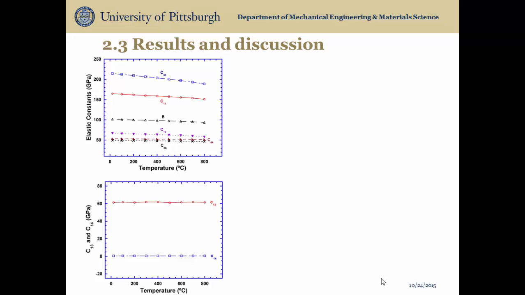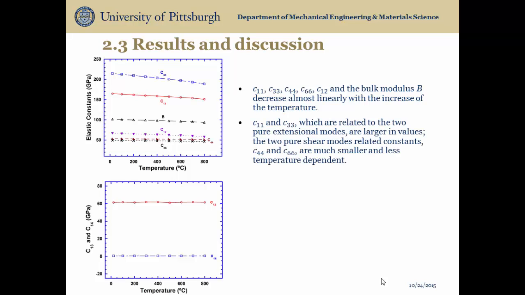And here are the calculated results of all the elastic constants and the bulk modulus B. In the upper figure, we can see that C11, C33, C12, C44, and C66 all decrease almost linearly with the temperature. C11 and C33 are related to the pure extensional vibration modes, so their values are the largest. As a comparison, C44 and C66 are related to the pure shear vibration modes, so their values are much smaller and their temperature dependence is weaker.